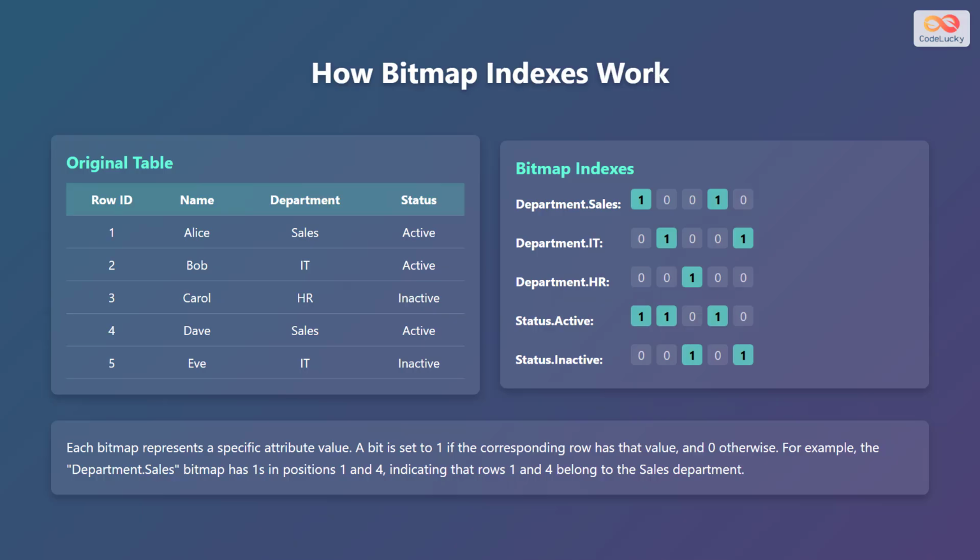The department sales bitmap will have a 1 in positions 1 and 4, indicating that rows 1 and 4 belong to the sales department. The department IT bitmap has 1s in positions 2 and 5, indicating that rows 2 and 5 belong to the IT department. Each bitmap represents a specific attribute value. A bit is set to 1 if the corresponding row has that value and 0 otherwise.